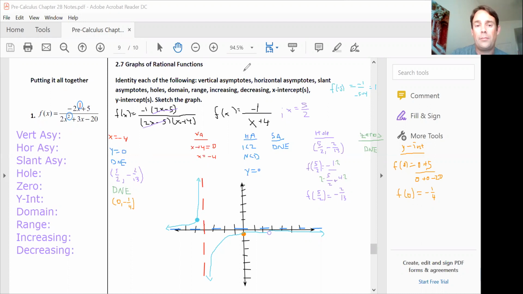So domain. If we look at our graph here now, domain, remember, that's all the x values. So why don't you guys go ahead and take a second, see if you can come up with domain, range, increasing, and decreasing. All right, friends, let's try.